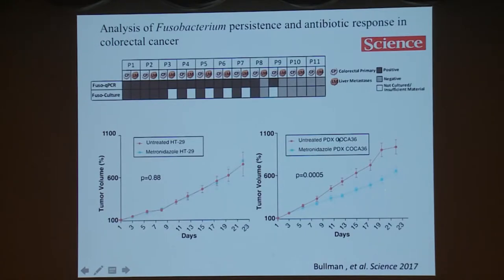A role for specific bacteria has also been observed in liver metastasis of colorectal cancer. In the study, they frequently detected Fusobacterium, both in primary human colorectal cancer and its liver metastasis, by qPCR or culture of the samples, as shown in black in this panel. Of note, antibiotic treatment with metronidazole targeting Fusobacterium successfully reduced the tumor volume in a PDX model. Importantly, Fusobacterium was not detected in patients with primary HCC, suggesting that intestinal bacteria contribute to tumorigenesis in a disease-specific manner.